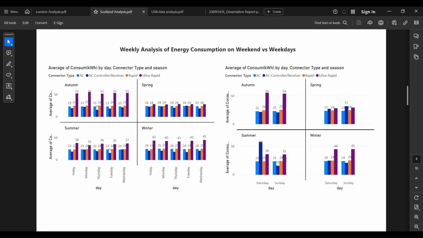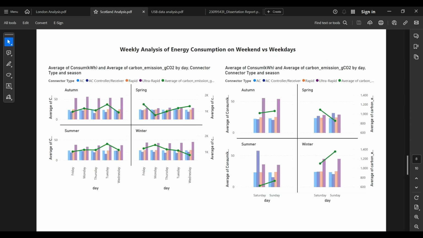So this is the weekly analysis of energy consumption based on weekend versus weekdays, which is also associated with the carbon emissions. So we can see that the values in the weekends are much higher than that of the weekdays in winter season, and so does the trend follow for each of the DC chargers. But if we look at the AC chargers, the levels are greater in the weekdays rather than that of weekends.